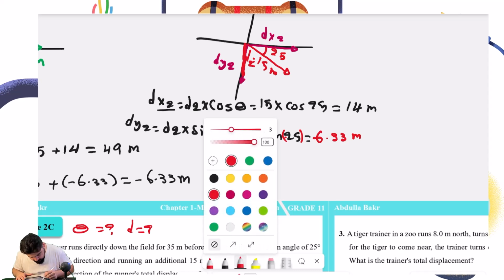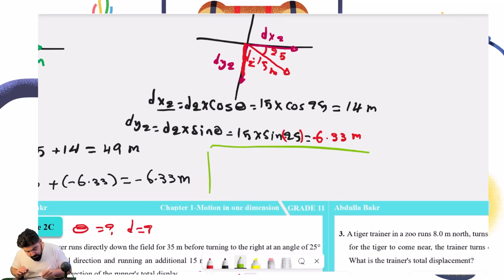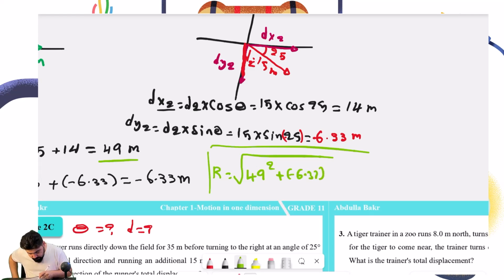Now let's calculate the resultant vector. Let's write this in a different color. So the resultant vector is equal to the square root of x squared, 49 squared, plus the total y, negative 6.33 squared. Let's calculate this. So we have 49 squared plus 6.33 squared, which is positive because it's squared. So we have 49.4 meters. The resultant vector is equal to 49.4 meters.